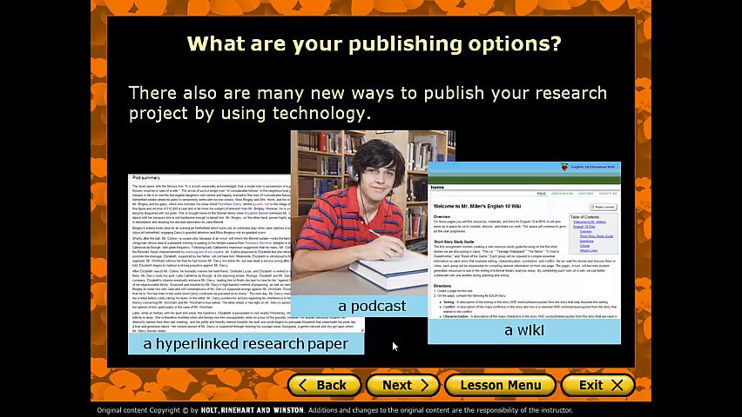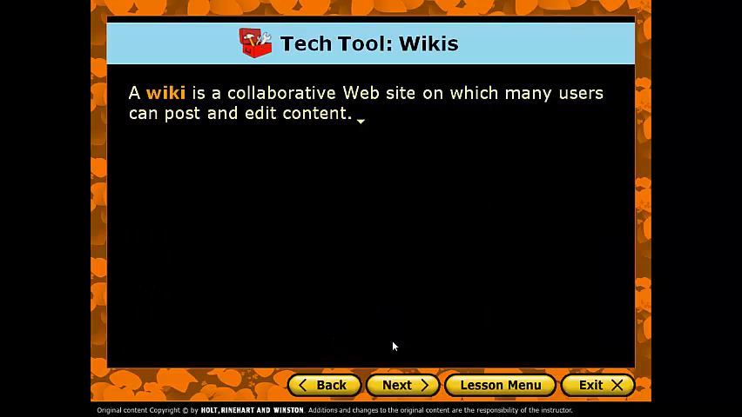And then we have a wiki. You, in fact, know what a wiki is because you probably have used one before. In fact, it would probably be a good bet that every single person watching this has at some time or other used Wikipedia. That is a wiki. A wiki is a collaborative website on which many users can post and edit their content.